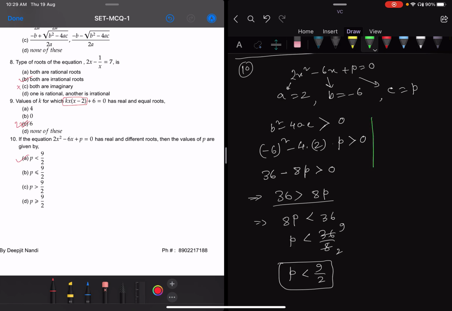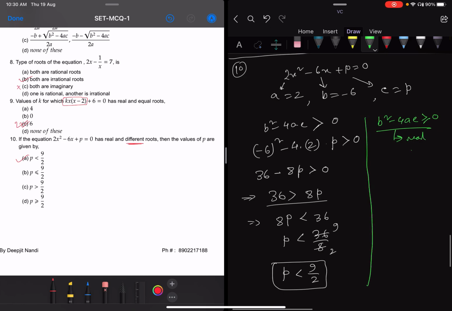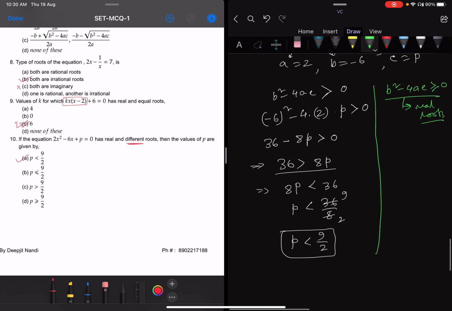Now you can ask, why, sir, are we not considering b square minus 4ac as greater than or equal to 0? Because with equals to 0, the roots may be equal, but it is strictly said that they are different roots. That condition applies only for real roots, when there is no condition of whether the roots are different or equal. Okay, p less than 9 by 2.